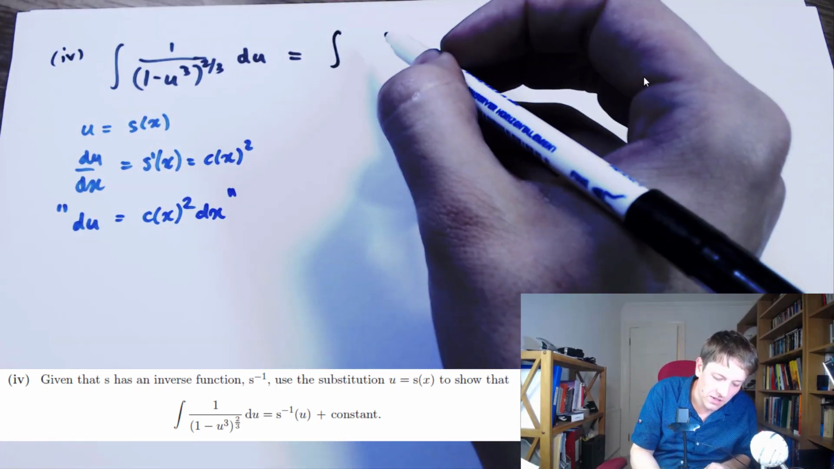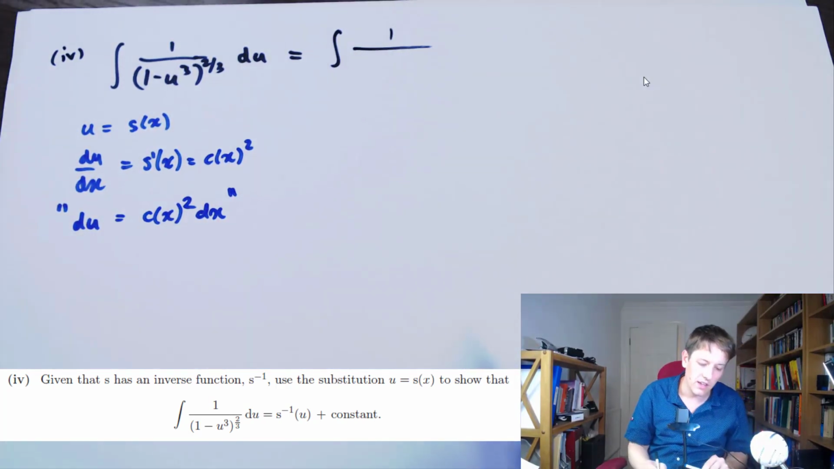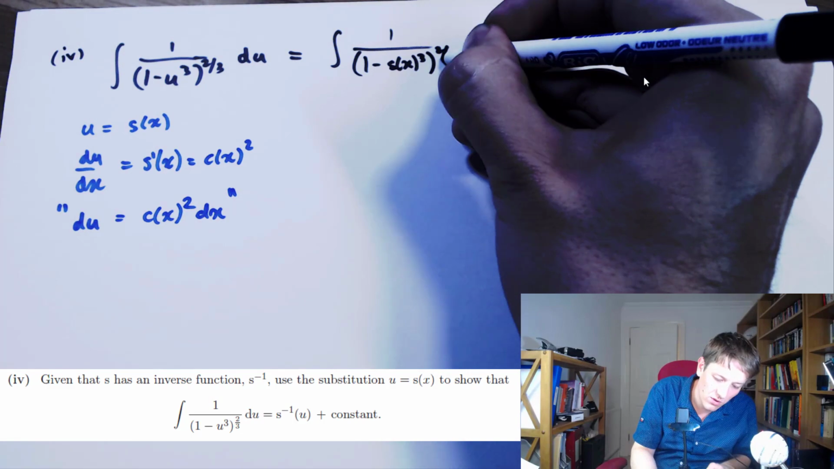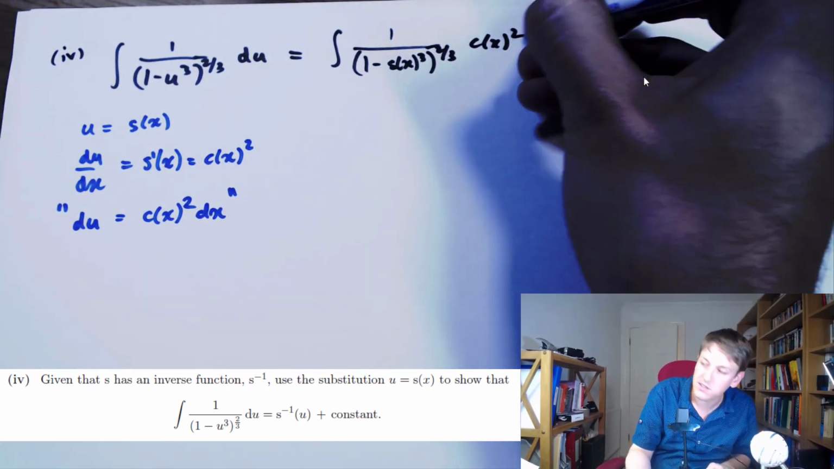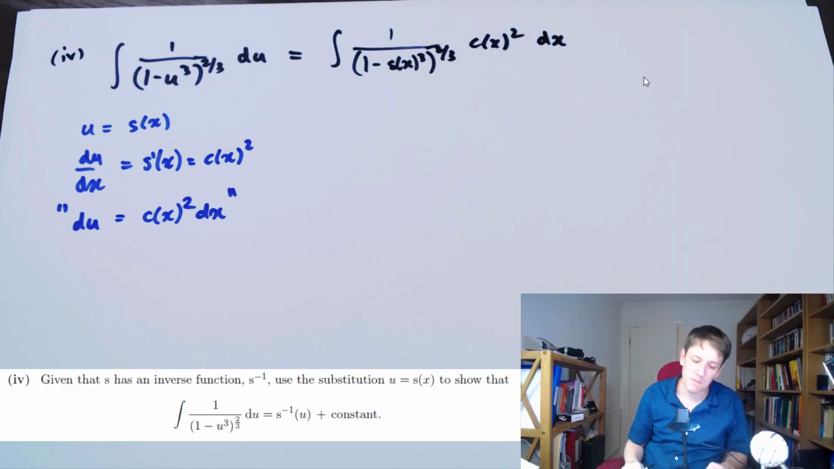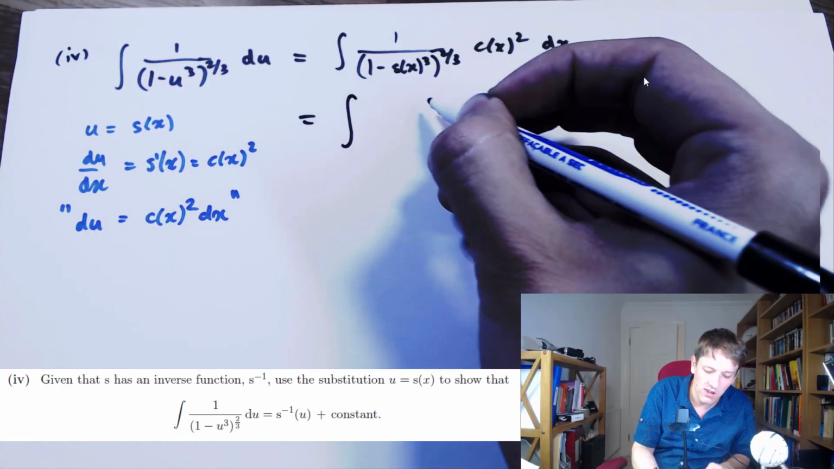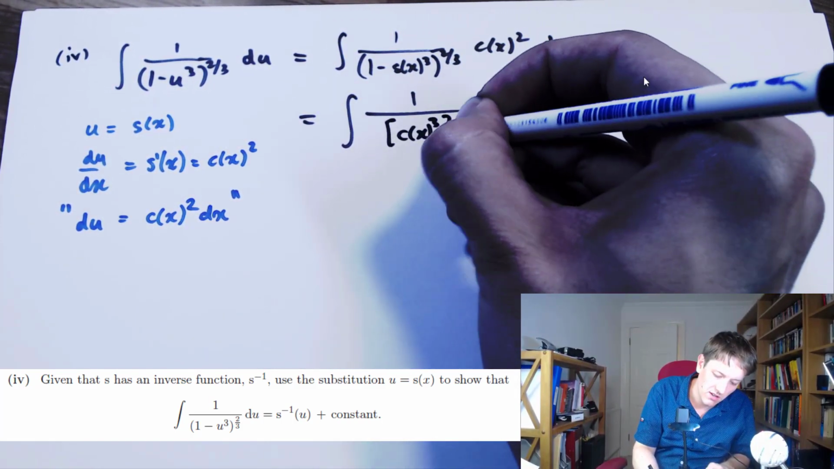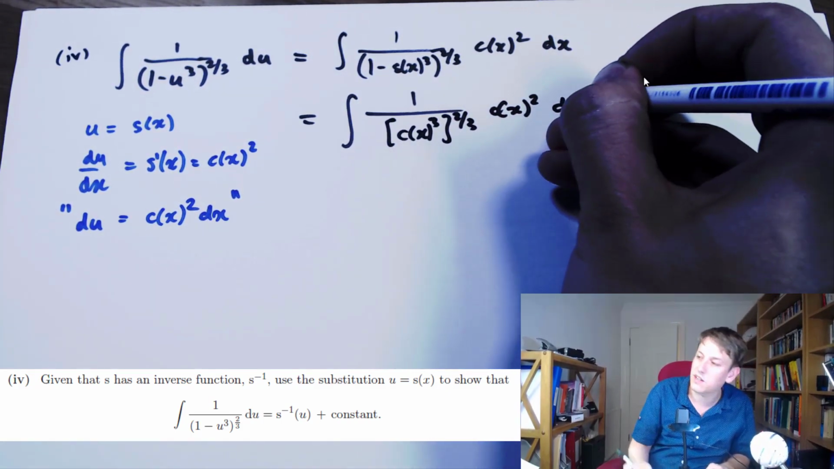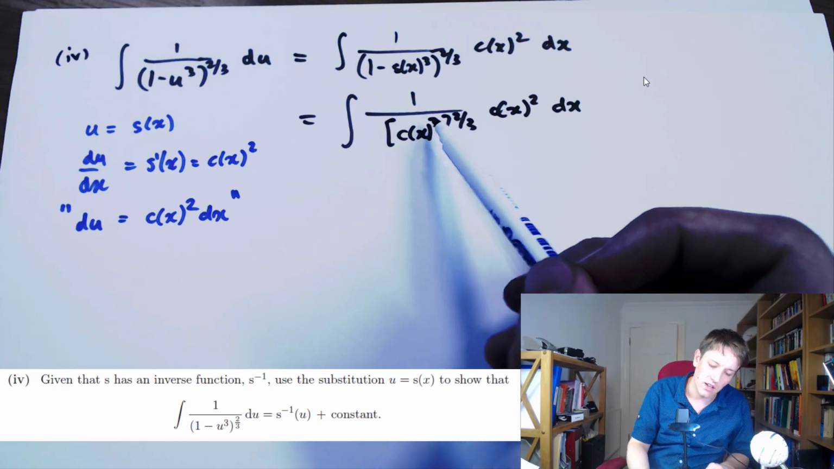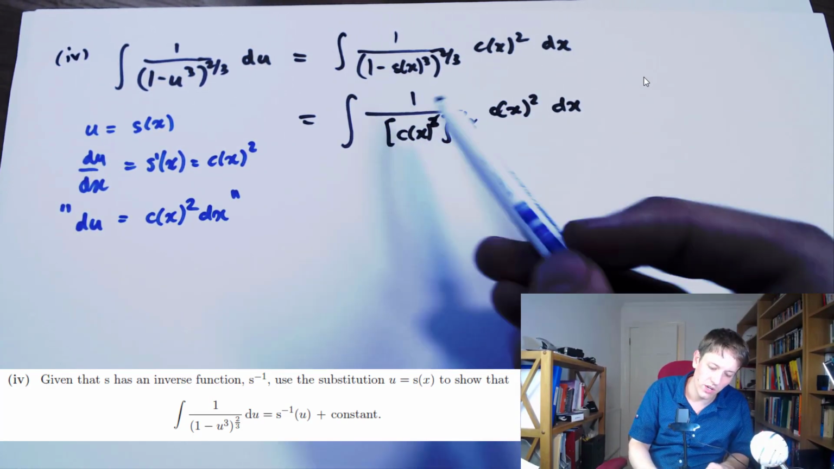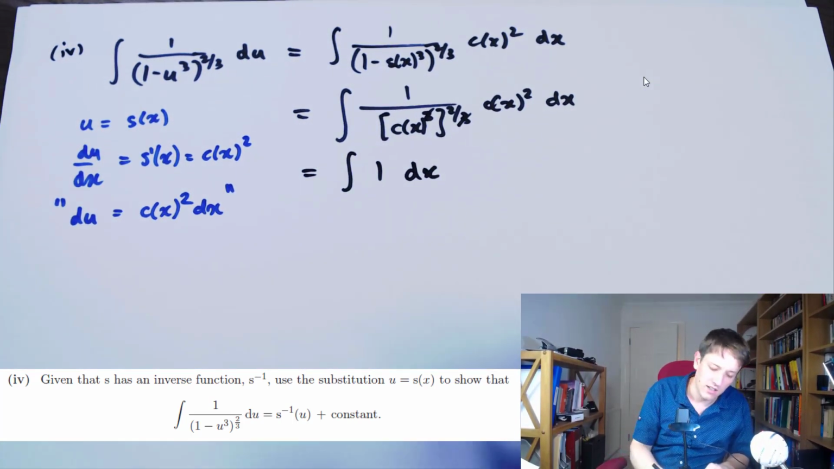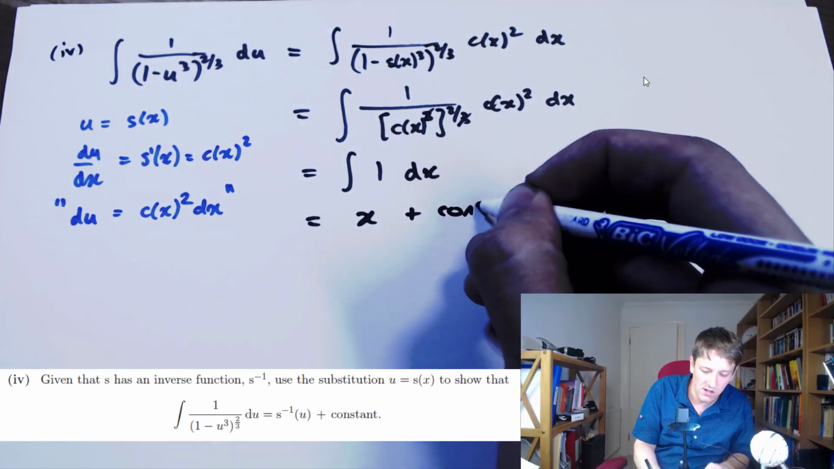So this becomes 1 divided by 1 minus s of x cubed to the 2/3 multiplied by c of x squared dx. 1 minus s of x cubed is c of x cubed, it's our fundamental identity. So I've got c of x cubed to the 2/3 times c of x squared dx. Cubed to the power of 2/3 is just squared, so I've got 1 over c of x squared times c of x squared, so that's just the integral of 1 with respect to x. So that's just x plus a constant.